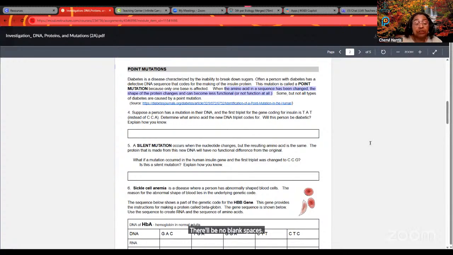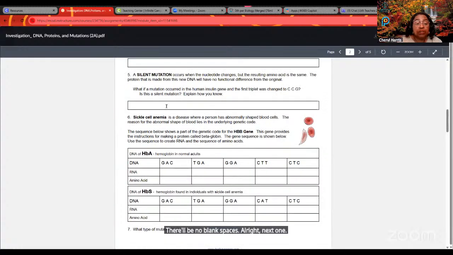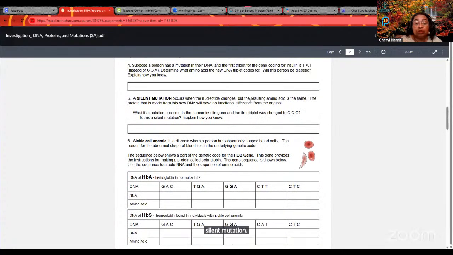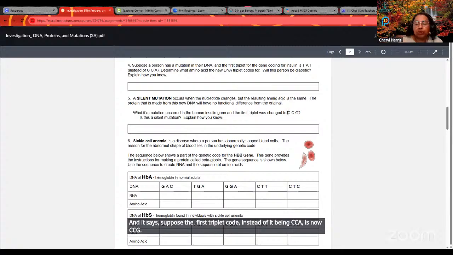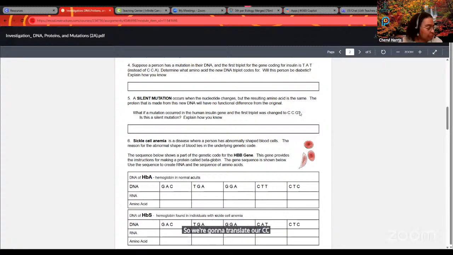All right, next one. Silent mutation occurs when the nucleotide changes, but the resulting amino acid is the same. So we're looking at that same first one, and it says, suppose the first triplet code, instead of it being CCA, is now CCG. So we're going to translate our CCG into GGC, and that's going to code for glycine.